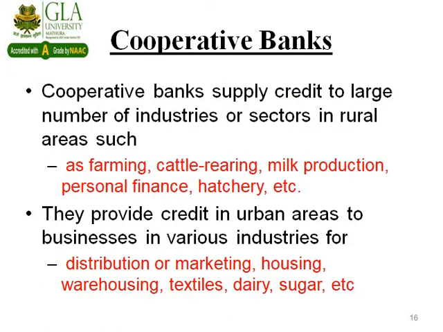These banks supply credit to a large number of industries or sectors specifically designed for the rural areas such as farming, cattle rearing, milk production, personal finance, hatchery, etc. These are the various major areas where they are providing extensive support, right? They provide credit in urban areas to businesses in various industries like distribution or marketing, housing, warehousing, textile, dairy, sugar, etc. In addition, the functions of cooperative banks are mainly to cater to the needs of the rural areas and small borrowers, and they are concerned more with the financing of agriculturalists. Though they also perform the main banking functions, their range is limited as compared to that of the commercial banks.